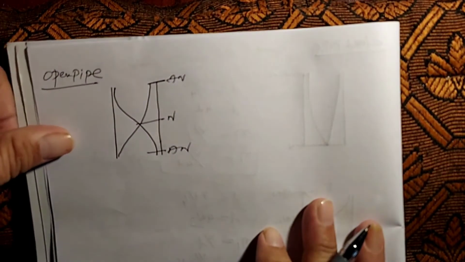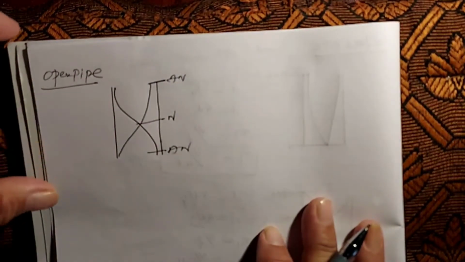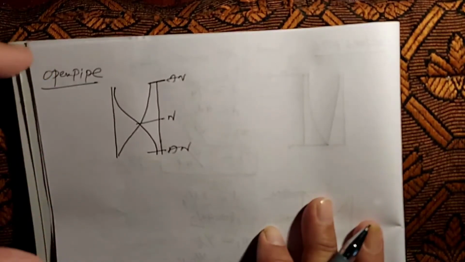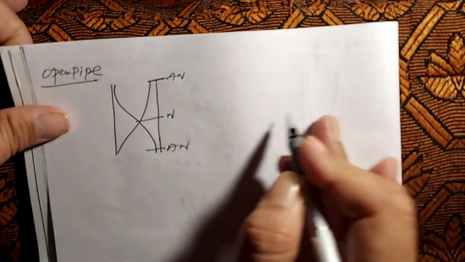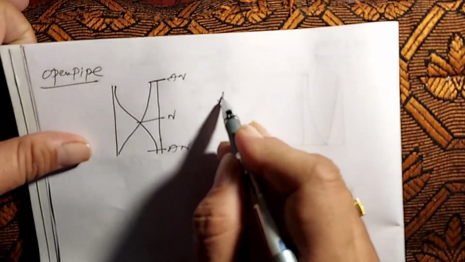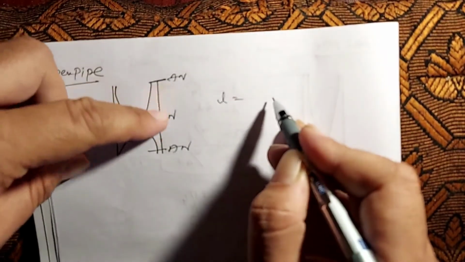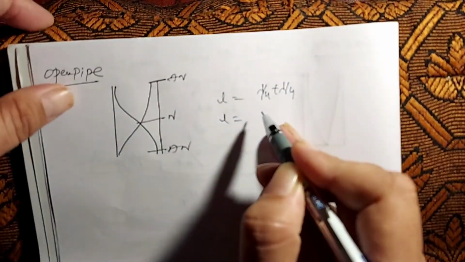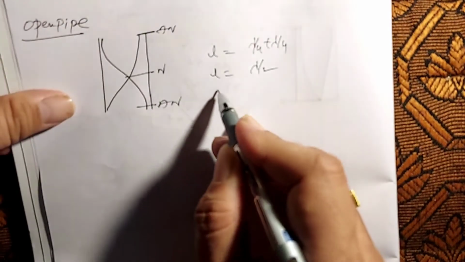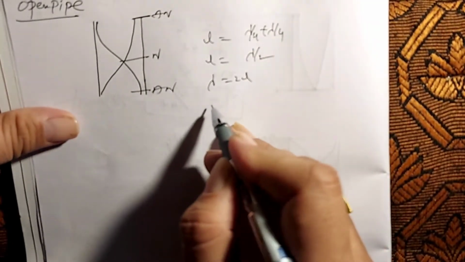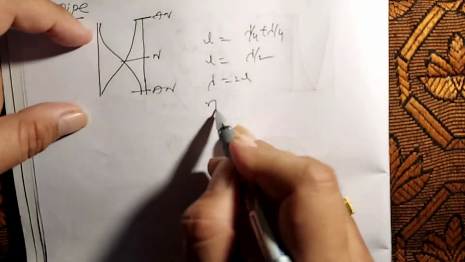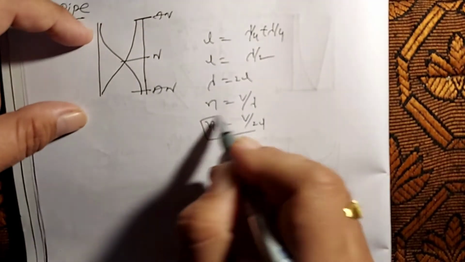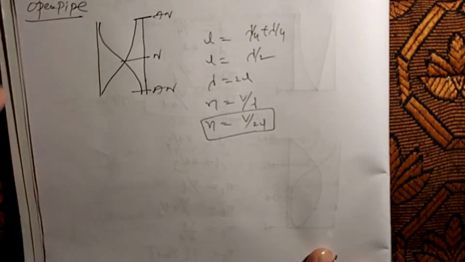So what is antinode and what is node? Antinode is the position of a particle at which displacement is maximum. Now, as in the previous case, calculate the length of the air column. Antinode to node is lambda by 4, plus lambda by 4. So L is equal to lambda by 2. Lambda is equal to 2L. Now the air column vibrates with frequency N equal to V by lambda. So N is equal to V by 2L.